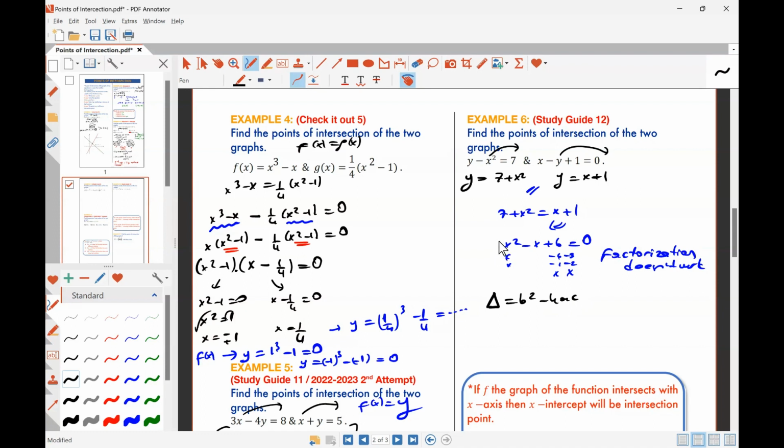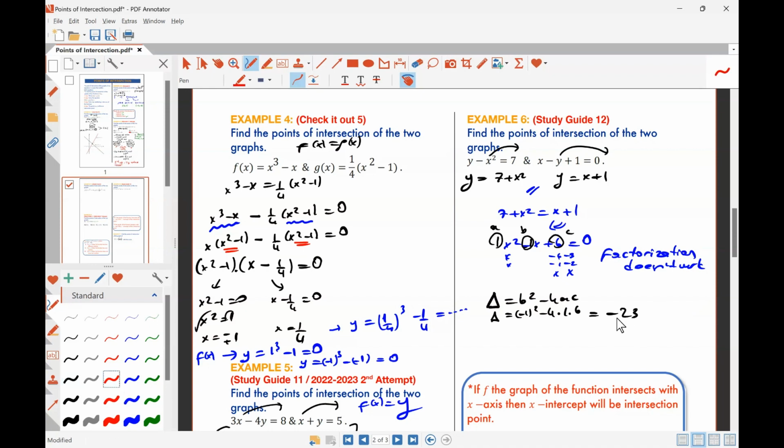So what is a, what is b, what is c? The coefficient of x squared is a, the coefficient of x is b, the constant is c, right? So b is negative 1 squared minus 4 times a is 1, and c is 6. So let's see if delta is positive, 0, or negative. 1 squared is 1 minus 4 times 6, 24. 1 minus 24, negative 23. So it seems our discriminant is negative.